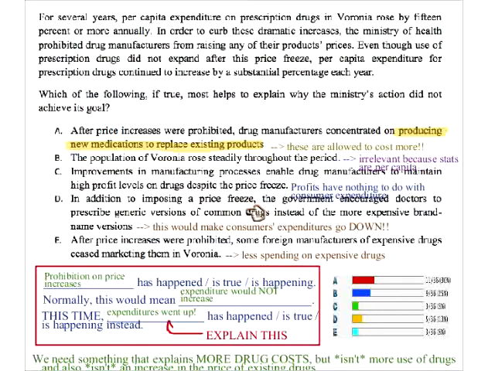C. C is just about profits. C has nothing to do with how much consumers are paying. You're trying to explain why per capita expenditure went up, and expenditure means how much people are paying for the drug. It doesn't have anything to do with profit. It has to do with the cost paid. So the manufacturers' profits have nothing to do with why consumers' expenditures have gone up. Other questions? If not, we'll move on to another one.